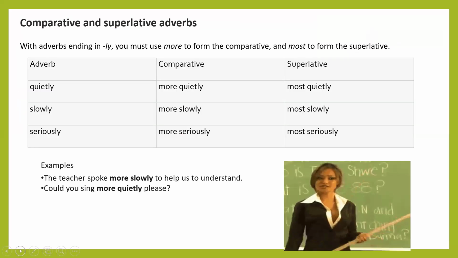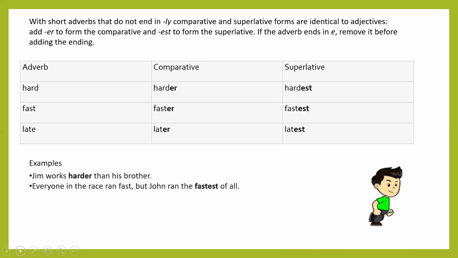So for comparative and superlative adverbs, with any adverbs ending in ly, we must use more to form the comparative degree and most to form the superlative. Quietly, more quietly, most quietly; slowly, more slowly, most slowly; seriously, more seriously, most seriously. Examples are: The teacher spoke more slowly to help us understand. Could you sing more quietly, please? So more slowly and more quietly are comparative forms of adverbs.